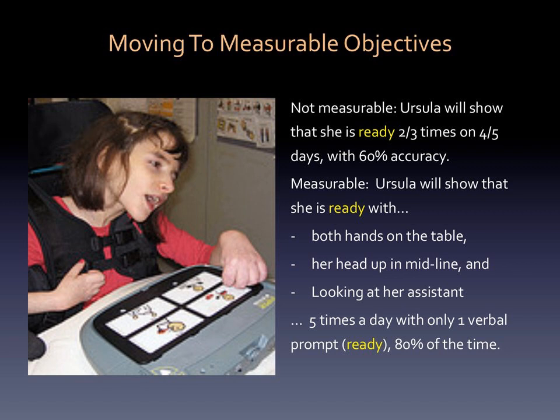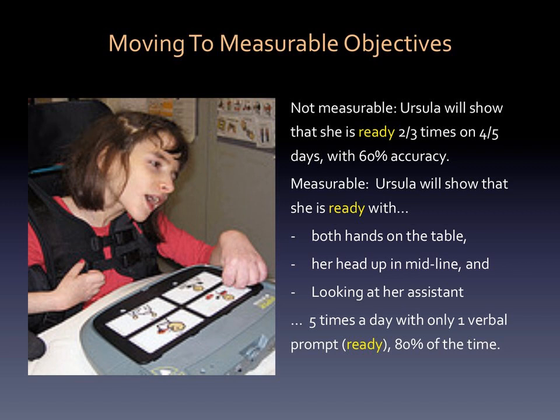Lastly, we see here that this objective is set for only 60% accuracy for success. In my opinion, this tells us that the goal is too high or difficult for the student. Instead, we may need to add a verbal prompt in order to increase the likelihood that Ursula can reach her goal 80% of the time.